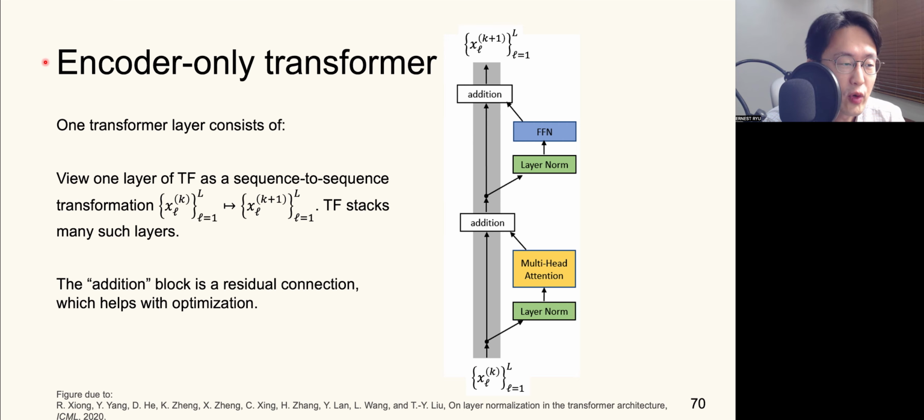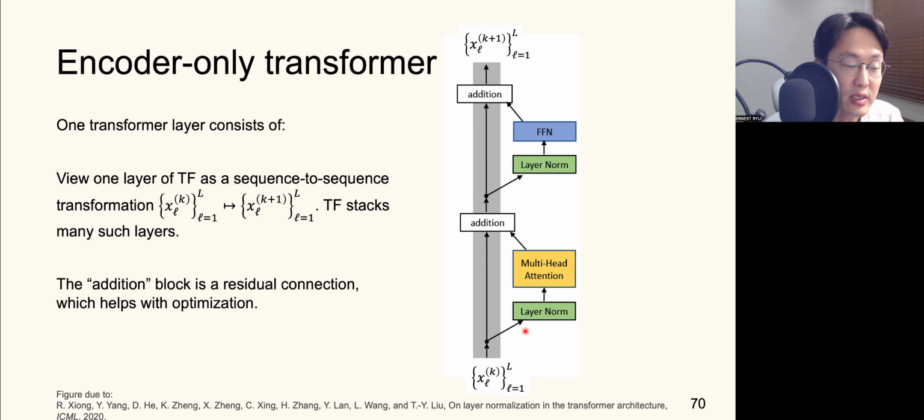The encoder-only transformer architecture is constructed by stacking multiple transformer layers, and each transformer layer looks like this. Each transformer layer maps an X sequence to another X sequence, and we stack this multiple times, and we get the transformer architecture. If we look at this diagram, the input X sequence gets fed into a layer norm operation, which I'll talk about soon. It gets fed into the multi-head attention, and then we do this addition operation. This addition block represents a residual connection, where we have these 2 branches. This branch takes the input X unaffected.